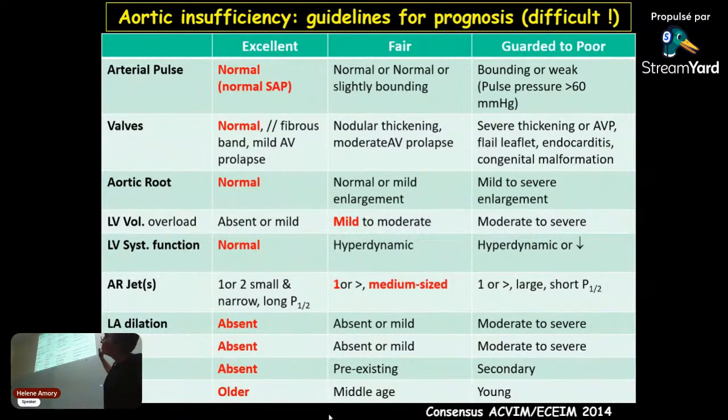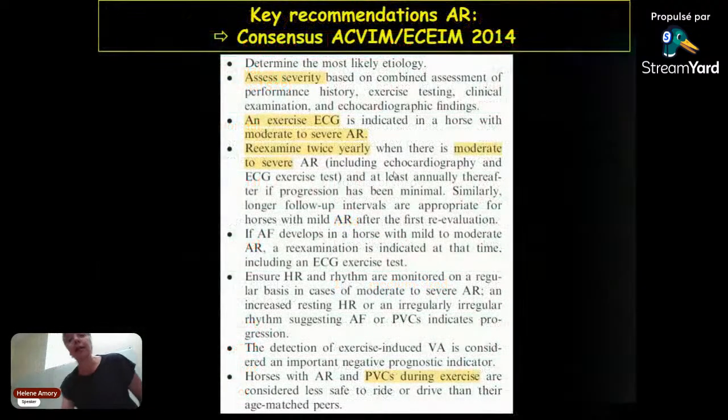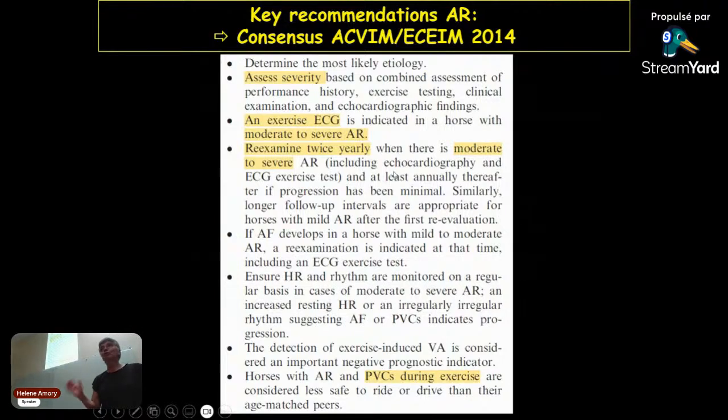You see that most of our criteria are for an excellent to fair diagnosis. Okay. But they also say that, attention, do an ECG during exercise to be sure that the horse is not developing exercise-induced arrhythmia that could be dangerous for the rider. Okay, it's the only thing. And do a control echocardiography twice a year. Again, it depends on the owner. Are they going to do it or not? This is not your problem, but you suggest it.